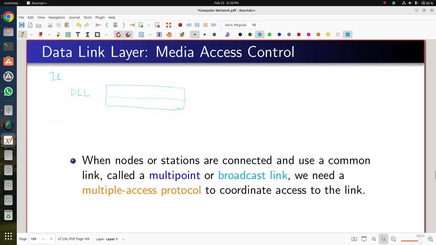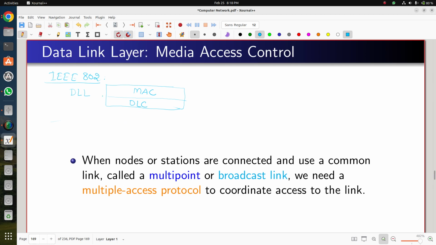Your DLL is as per the IEEE 802 standard. The data link layer is divided into two layers actually. One is called DLC, data link control, and the second part is called MAC. Okay, I think we should display it like this: MAC, and here you have DLC.